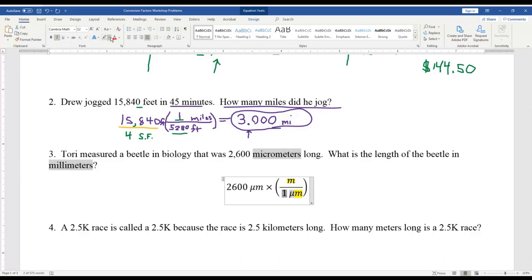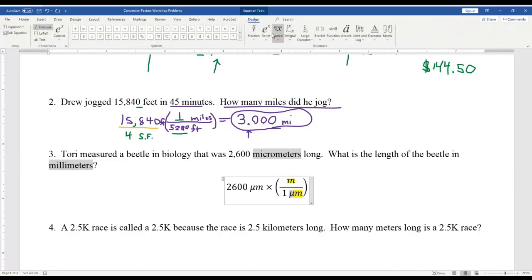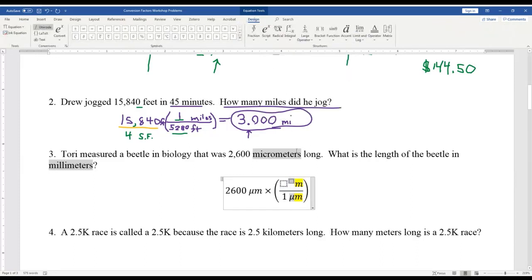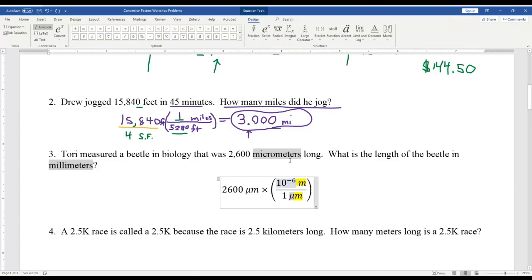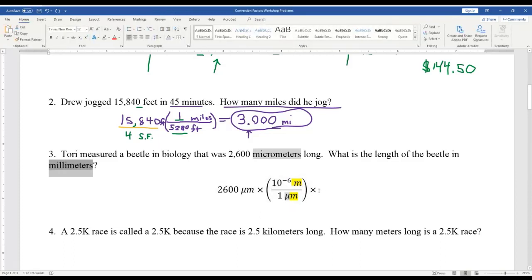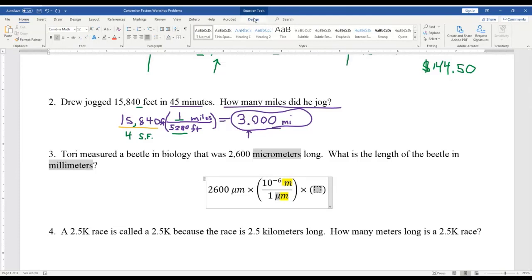Put the meaning of the prefix in front of the base unit. Now, as I mentioned before, the meaning of micro is 10 to the negative 6, or 0.000001. You can use either one. Now, of course, that doesn't get me to my final answer because I'm still trying to find millimeters, right? So I'm then going to have to do another conversion.